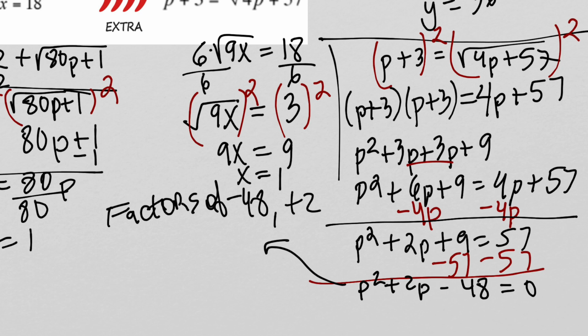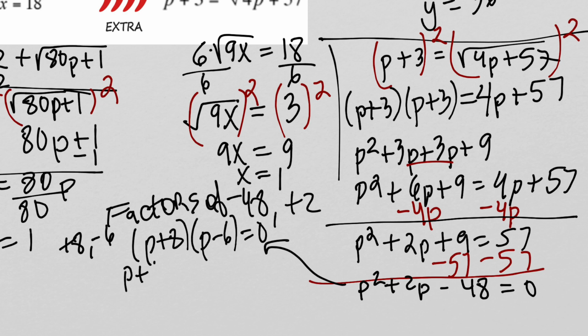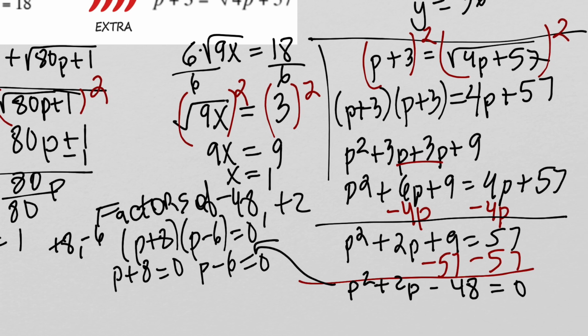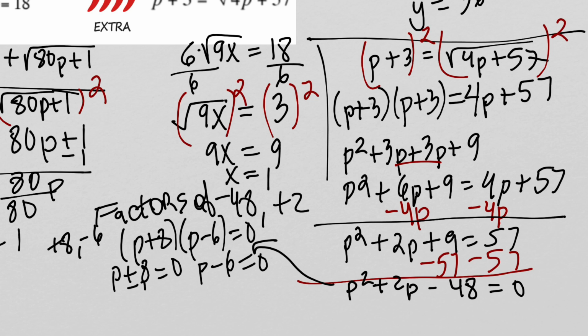So I believe those two numbers are positive 8, right, and negative 6. Those multiply to negative 48 and add up to positive 2. So I'm going to put p plus 8, p minus 6 to equal 0. Both of these are equaling 0. So I'm going to separate them, make them equal to 0. Subtract the 8. So I get p to equal negative 8. Add 6. I get p to equal 6.